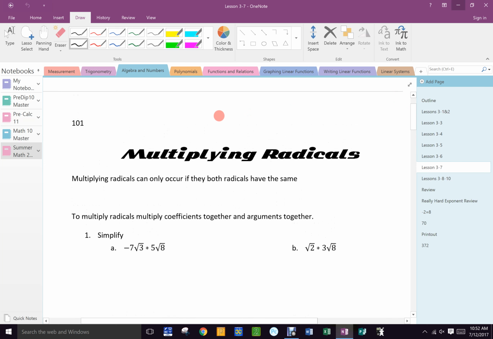Up at the top here, I want to remind you guys of a couple of things before we go any further, because we're going to start doing mathematical operations with radicals. So I need to remind you of a couple of things.